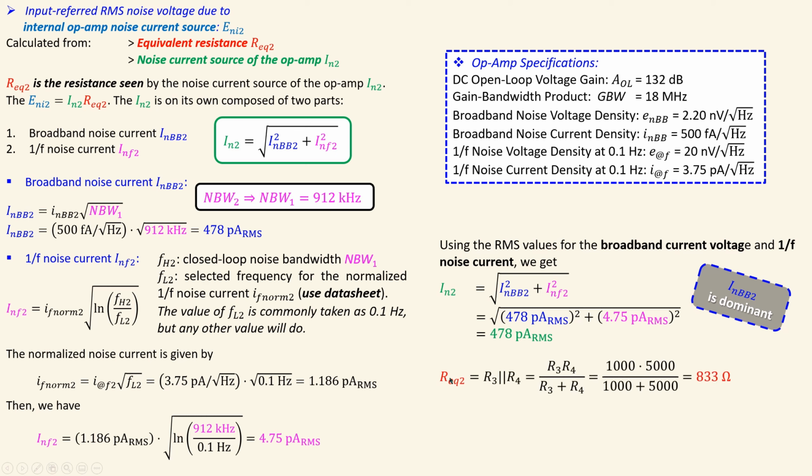Now, we will of course need to calculate the equivalent resistance. That is actually the only difference here compared to the first stage. That is 833 ohms, due to 1000 and 5000 ohms as a parallel combination. Now, using Ohm's law, these two values multiplied, you will get 0.398 microvolts RMS. That is the contribution due to the input op-amp noise current and also the resistors, of course.